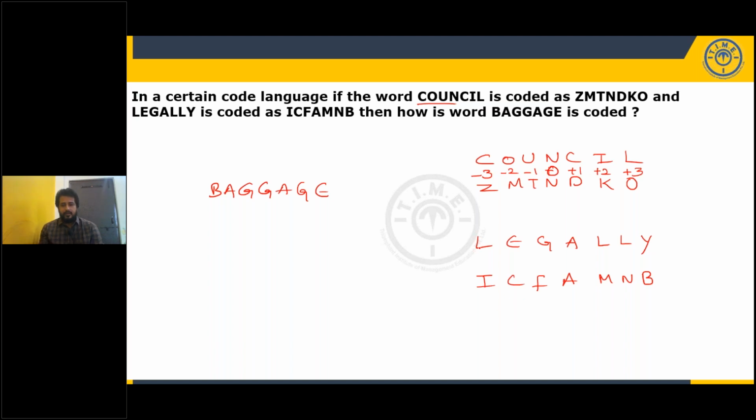Now similarly here, L is 12, I is 9, -3. E is 5, C is 3, -2. Here I'm talking about place values. G is 7, F is 6, -1. A and A, no change, so 0. L is 12, M is 13, +1. L is 12, N is 14, +2. Y is 25 and B can be written as 28, so +3. So in both the cases, my logic is the same. So apply the same logic: -3, -2, -1, 0, +1, +2, +3.